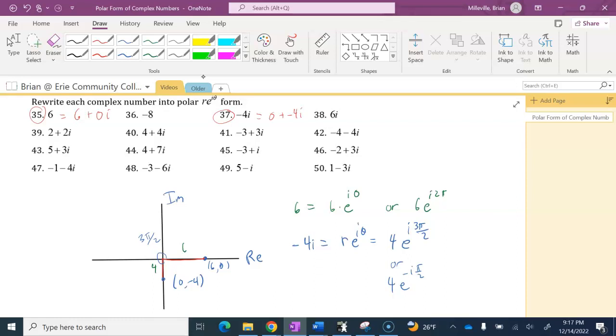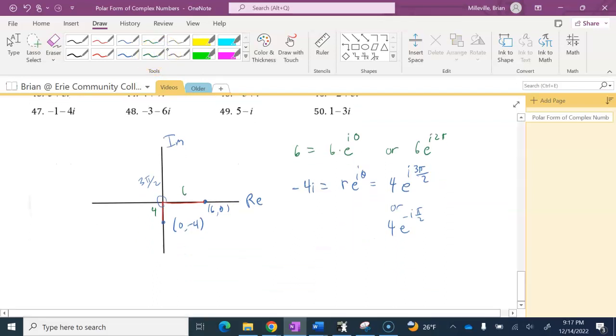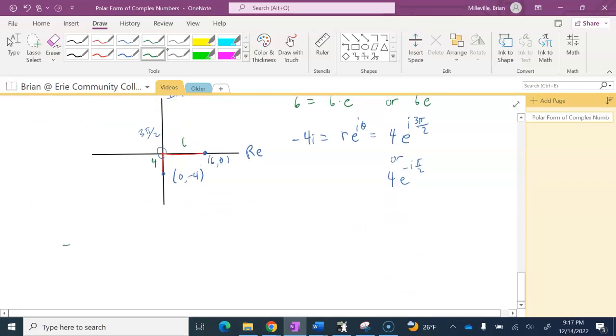All right, let's do one more example for this recording. Let's take a look at number 41 that's listed here. So let's rewrite that complex number. The complex number is negative 3 plus 3i. All right, so let's use our conversions here. Again, we're associating this with the ordered pair negative 3, 3, so we're thinking about that as x and that as y.